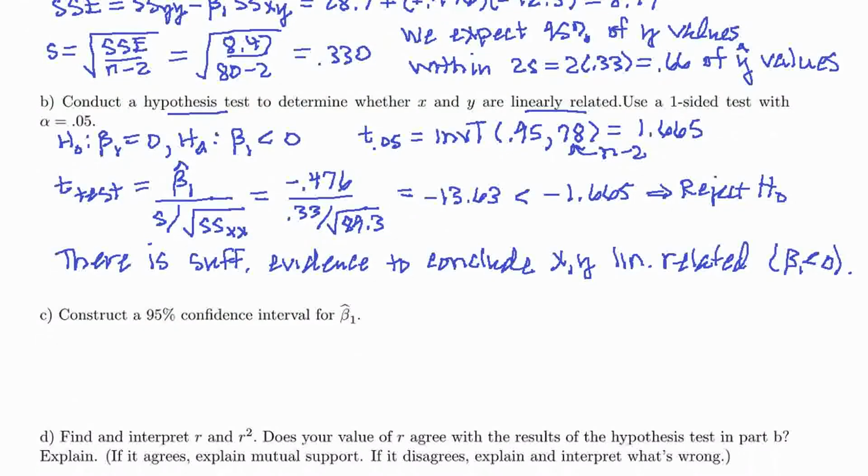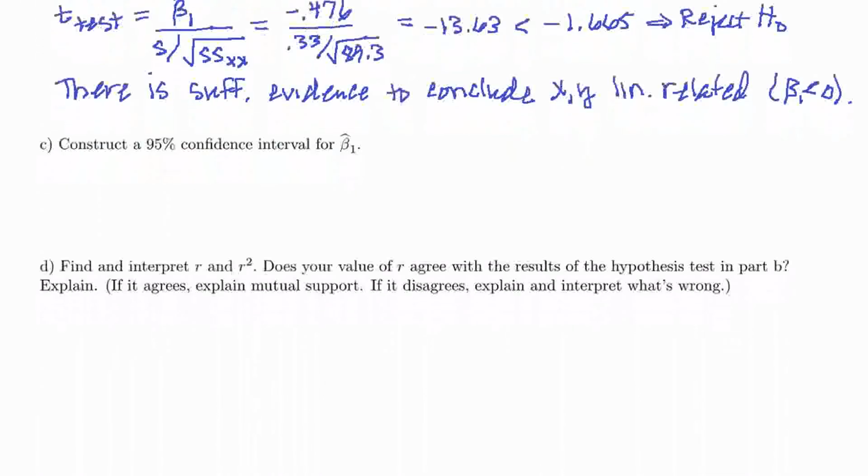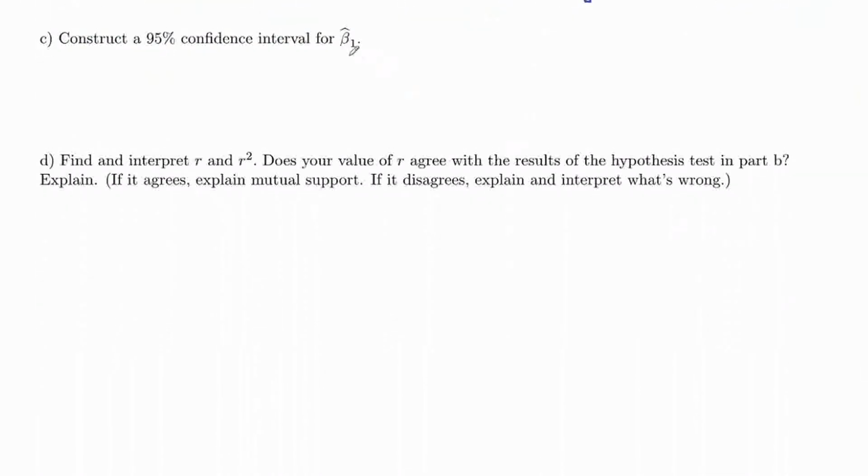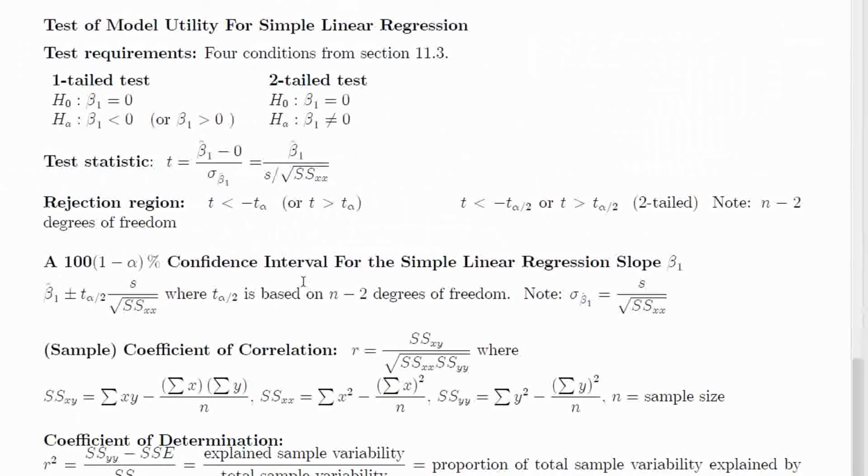Next up, we are finding a 95% confidence interval for beta 1. So again, if we go back to our formula sheet here, here's the confidence interval for the slope, beta 1. And that's this expression here, where your t alpha over 2 is based on n minus 2 degrees of freedom. And this expression right here, that is our standard deviation for the beta 1 hat sampling distribution.